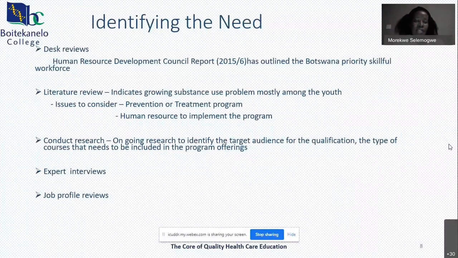Now, the issues that we had to consider, having established that we do have a problem in Botswana, not only in Botswana, regionally, is whether we want to do a prevention and treatment program. We had to consider a few things.